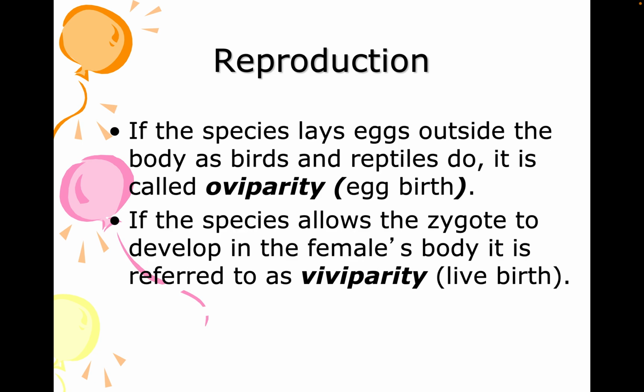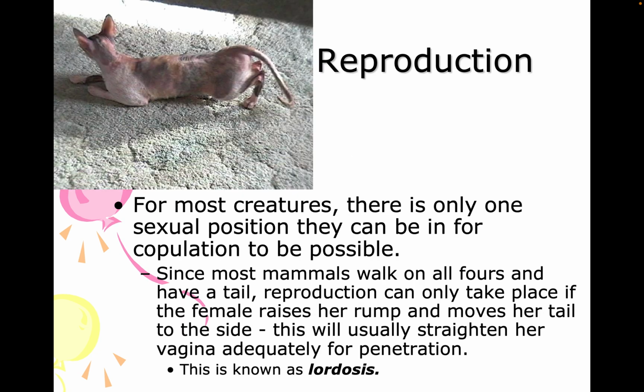If the species lays eggs outside the body, as birds and reptiles do, it is called oviparity. That means egg birth. If the species allows a zygote to develop in the female's body, it is referred to as viviparity, or live birth, because they will be born alive.